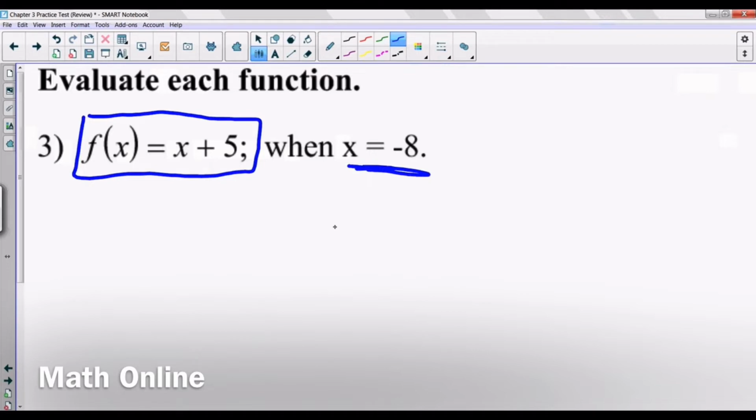What we're going to do is substitute -8 for x. That's what we're going to do. That's how you evaluate a function. So in this case, I'm going to rewrite the function just as a reference.